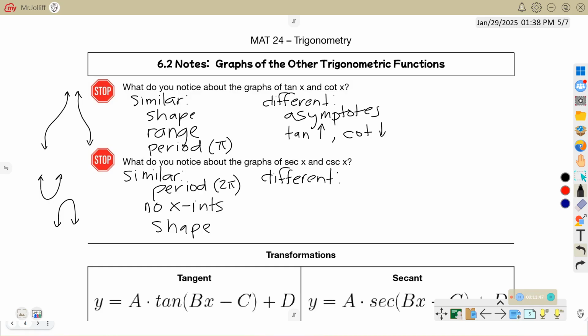What's different about secant and cosecant graphs? So secant has a y-intercept, cosecant does not. What else? Anything else?